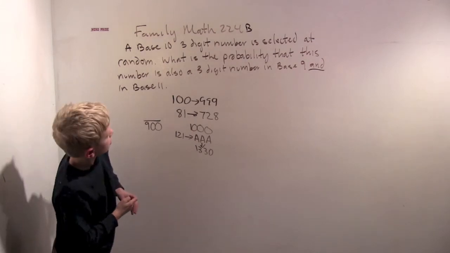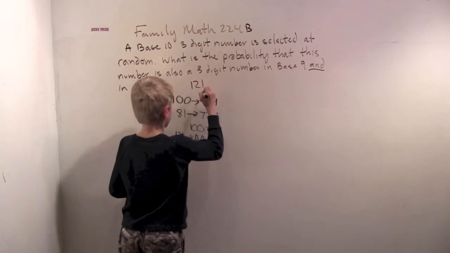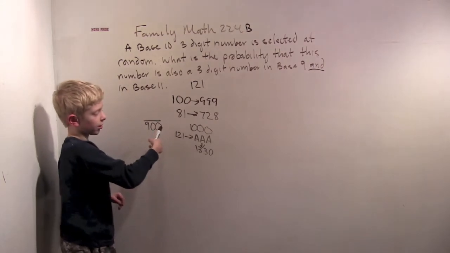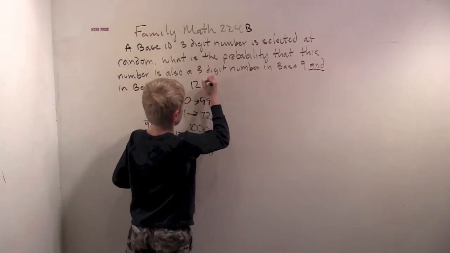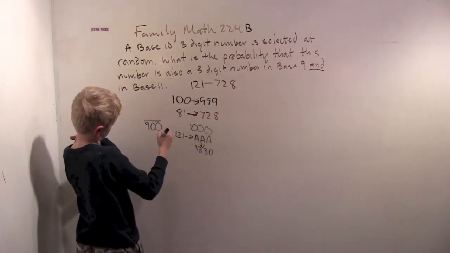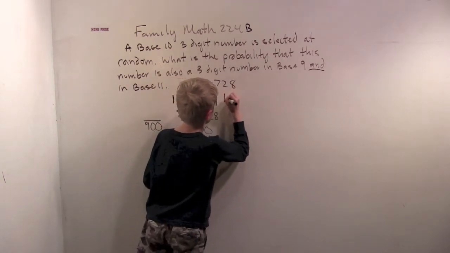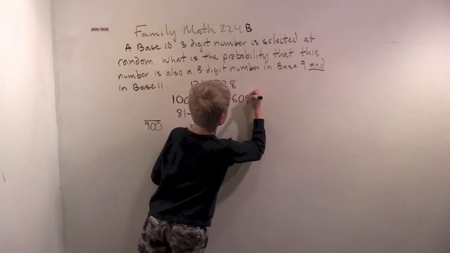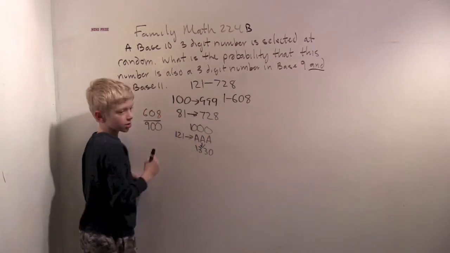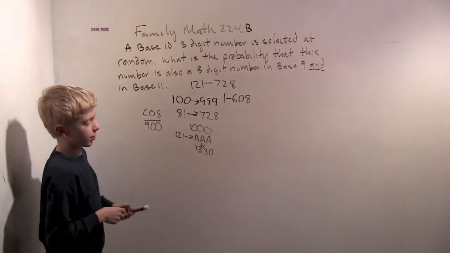Okay. Interesting. And then it goes from 121 to 728, because we have to pick the highest number from our lowest base. So 728, subtract 120, is 608, and that means 608 is on top. Pretty cool. 608 over 900.